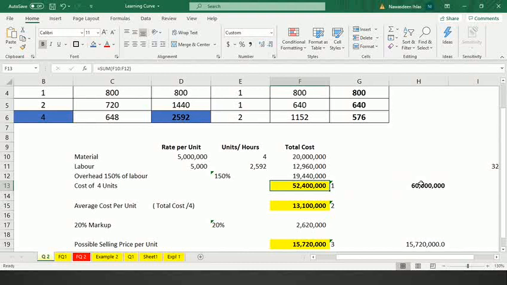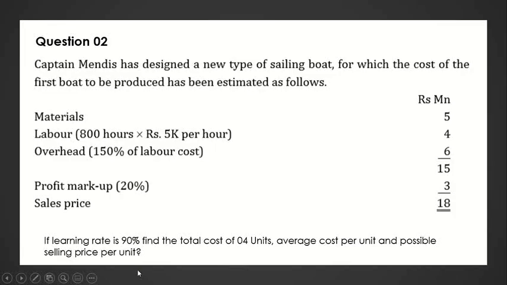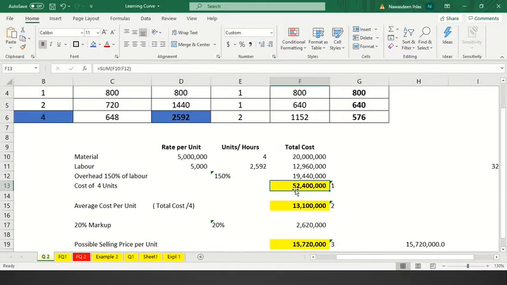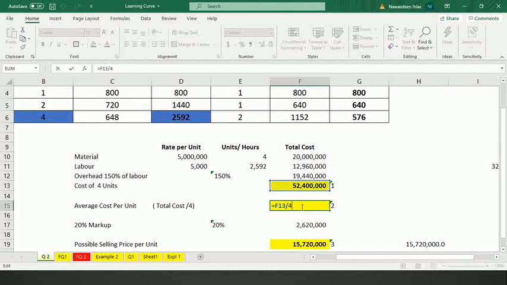So here this is without learning curve impact, and this is with learning curve impact. Now we are under with learning curve impact. So the cost with the learning curve impact is 52.4 million for 4 boards. So average cost per unit: this is the cost for 4 boards, so the average cost per board will be total cost divided by the number of units, which is 4. So the average cost will be 13.1 million.